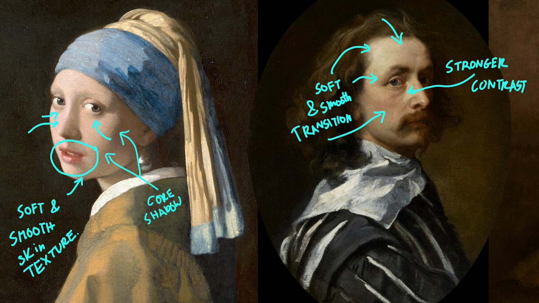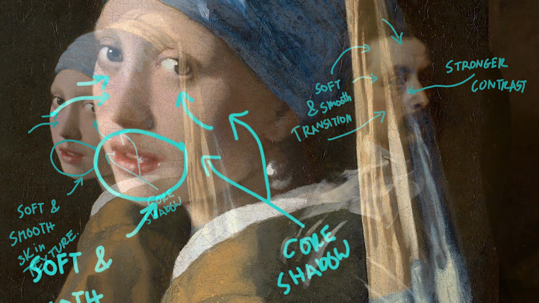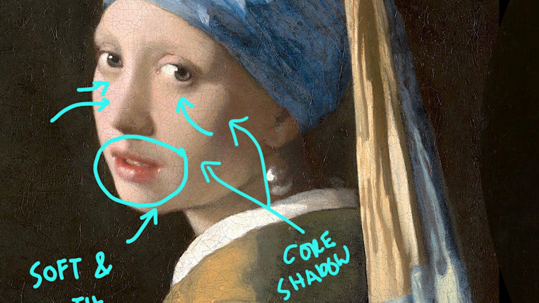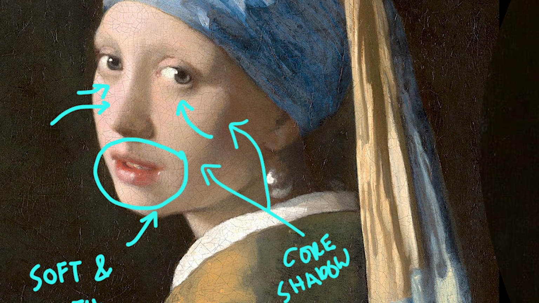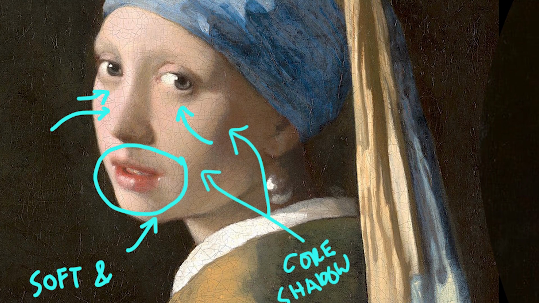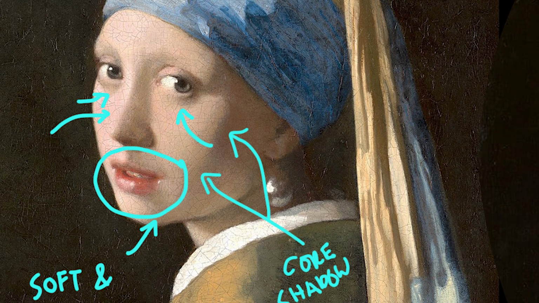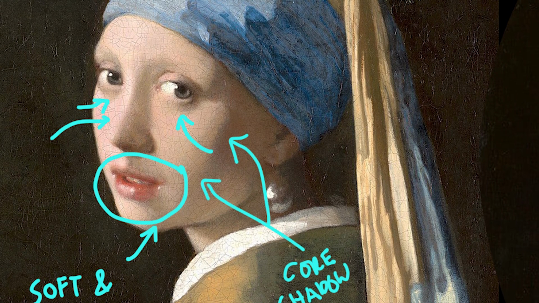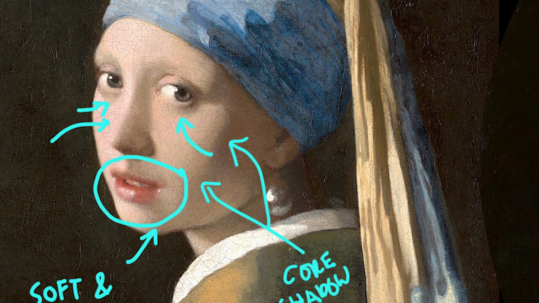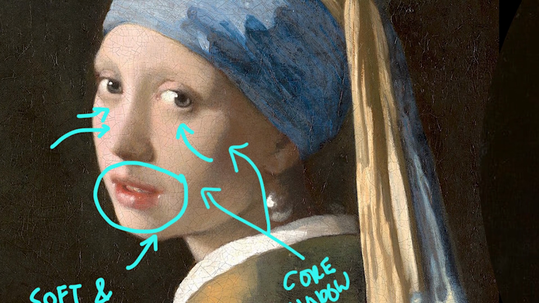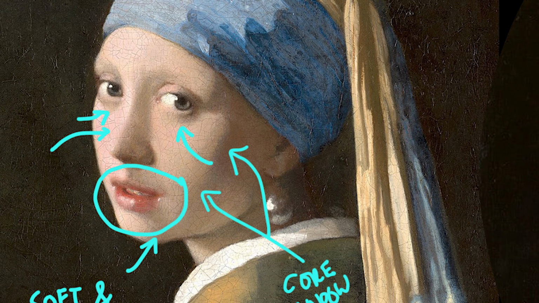If we take a closer look and zoom in a little bit, as you can see, the soft transition in The Girl with the Pearl Earring is very noticeable, mostly on the nose, the under eye bag, around the lips, and a little bit of the core shadow on her left face and cheek. That's where we see the softest, subtlest transitions of the skin texture.